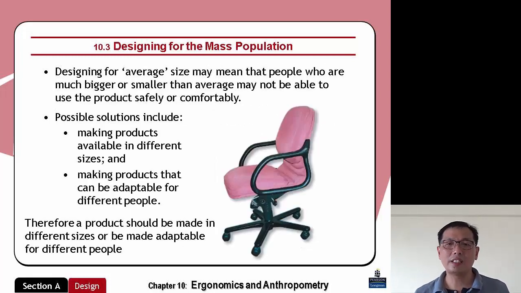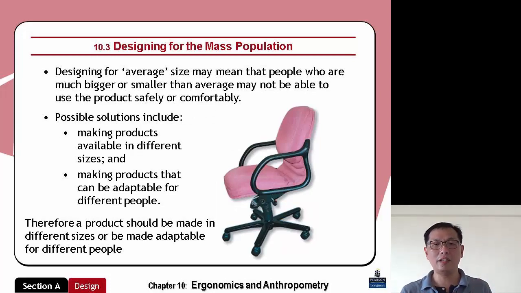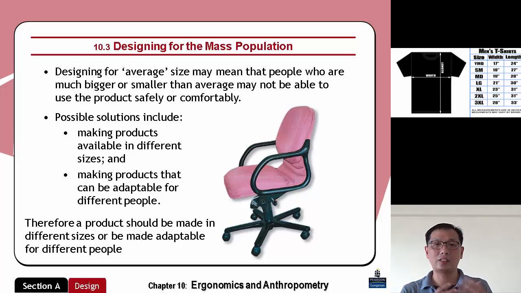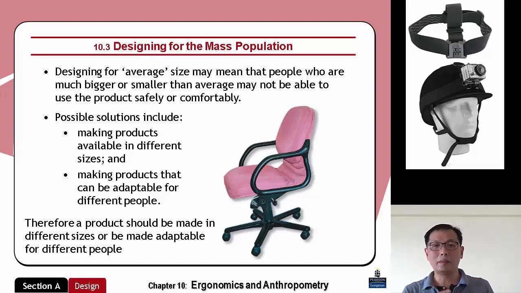Right? Designing for the average size may mean that people who are much smaller or much bigger than average may not be able to use the product safely or comfortably. So what we can do is make products available in different sizes. So something like medium, large, extra small, extra large, okay? Or make them adaptable, so you have things like adjustable bands, flexible clips or whatever, so you can adjust for different people, for different sizes.